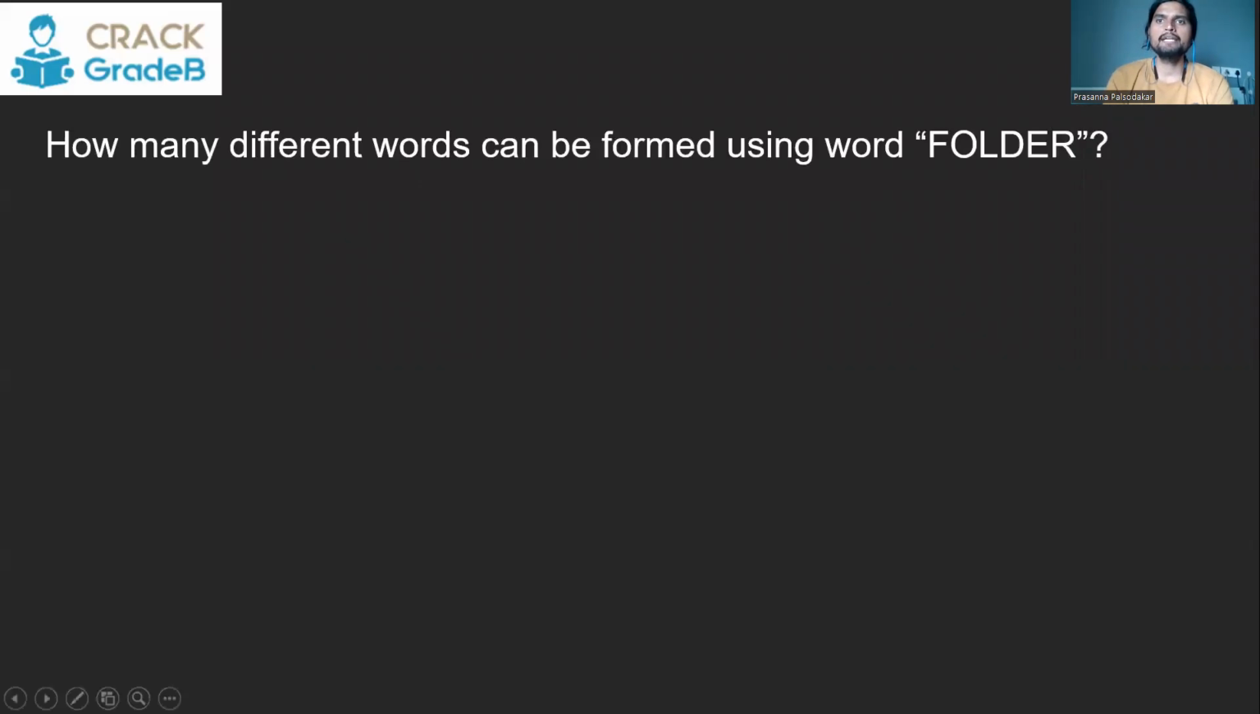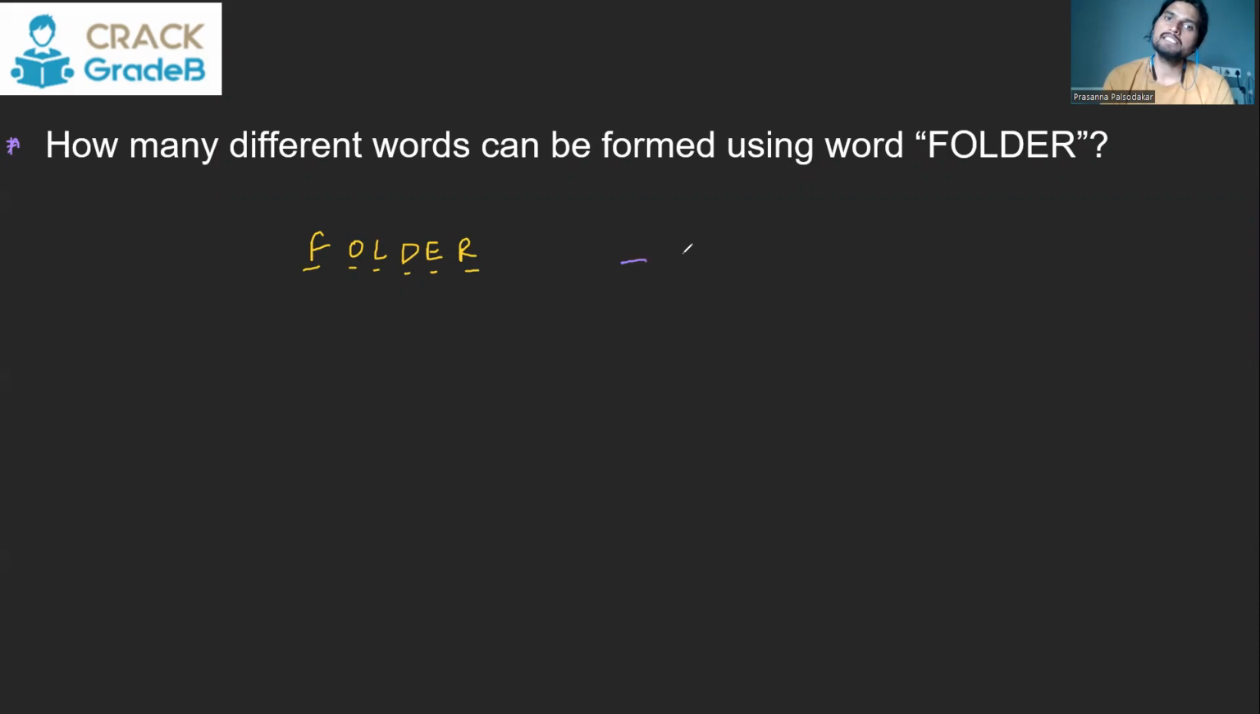How many different words can be formed using the word FOLDER? Now you know FOLDER has all different letters: F, O, L, D, E, R. So how many different words can be formed? First of all, the words don't have to be meaningful. If it is a question asked in quantitative aptitude, you don't have to worry about meaningful words. You are just asked how many different combinations are made of FOLDER.